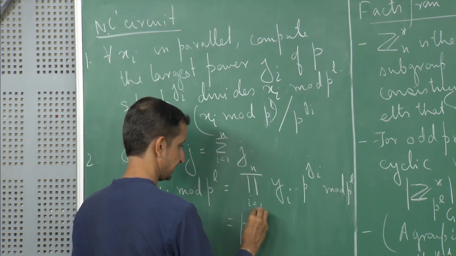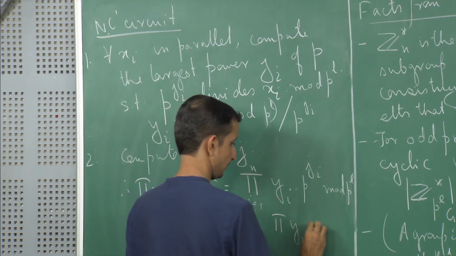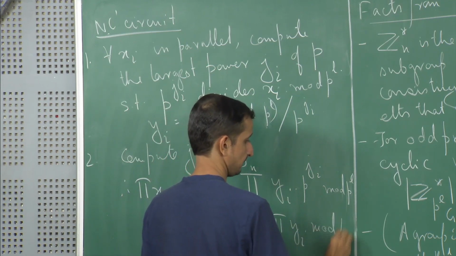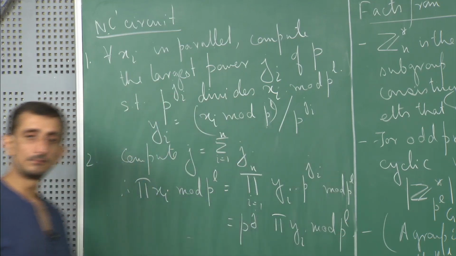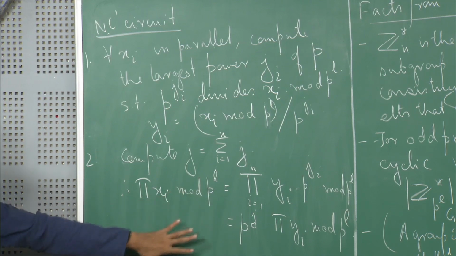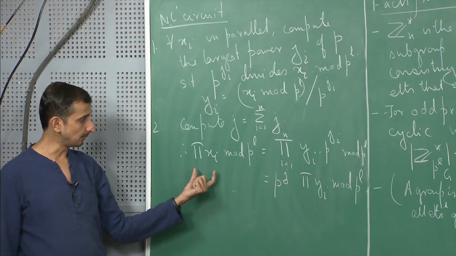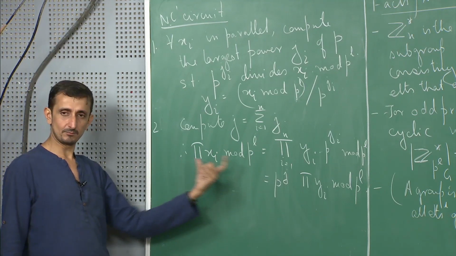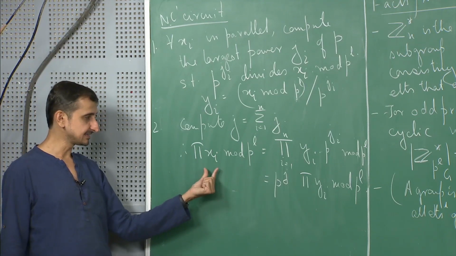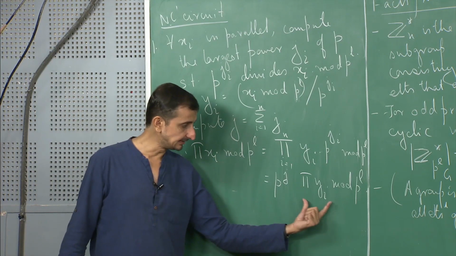Sigma ji is nothing but j times product of yi mod p to the power l. Okay. So essentially observe that what have we done over here as a result of this? We have transformed the problem of computing this product modulo p to the power l, where the xi's can be arbitrarily large, to the problem of computing this product.